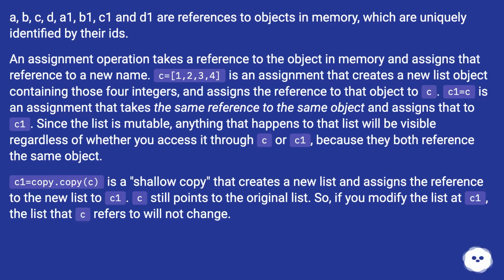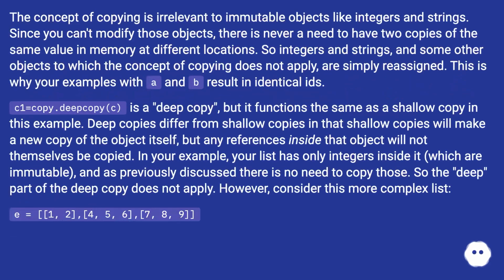C1 = copy.copy(C) is a shallow copy that creates a new list and assigns the reference to the new list to C1. C still points to the original list. So, if you modify the list at C1, the list that C refers to will not change. The concept of copying is irrelevant to immutable objects like integers and strings. Since you can't modify those objects, there is never a need to have 2 copies of the same value in memory at different locations. So integers and strings, and some other objects to which the concept of copying does not apply, are simply reassigned. This is why your examples with A and B result in identical IDs.